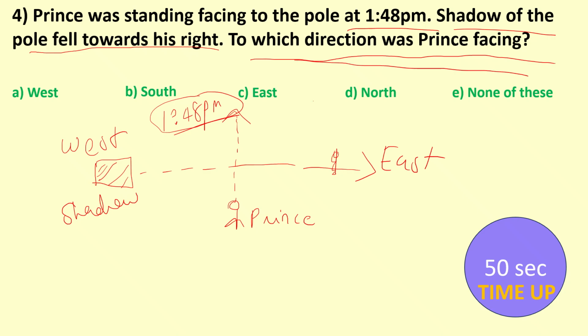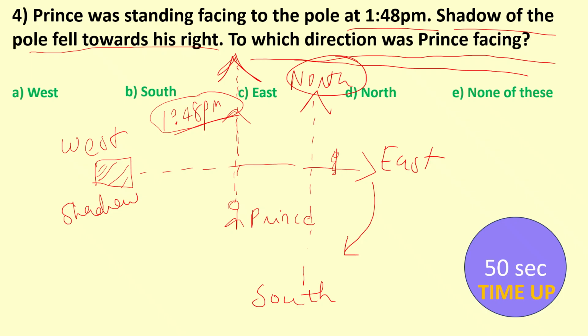To which direction was Prince facing? Clockwise, right will be south. If this is south, then this side is north. So he is facing which side now? He was facing this side. So this side is north. So answer should be north. D is the correct option.